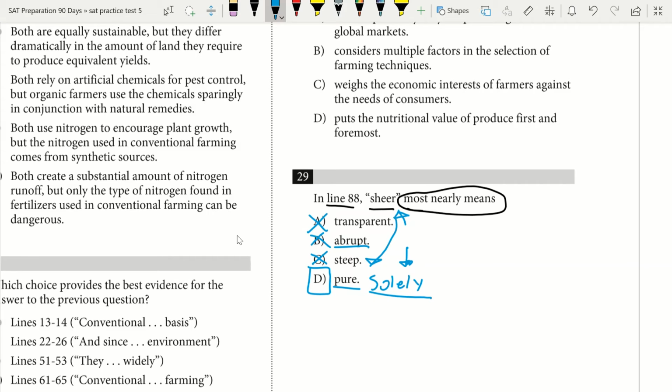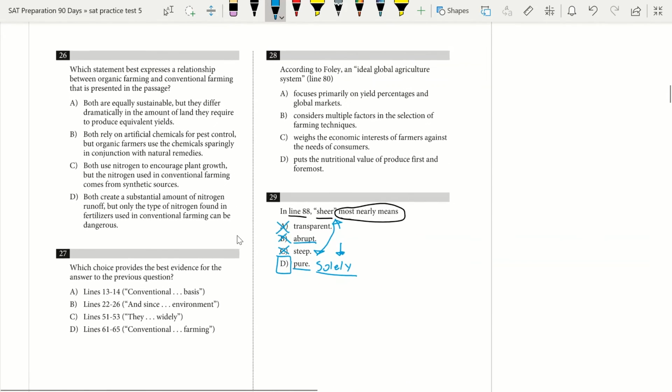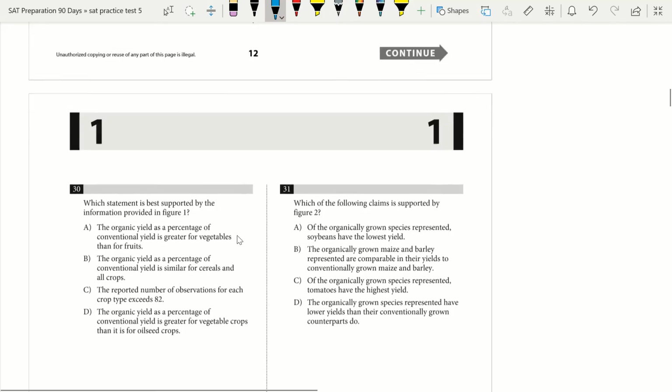Okay, so then by process of elimination, even if we didn't come up with pure right away and we came up with solely or only calories, we obviously can get rid of A through C because they would not work, and D would be our correct answer because it's the only choice that shows that we are only talking about calories, the pure calories, meaning most nearly to sheer.